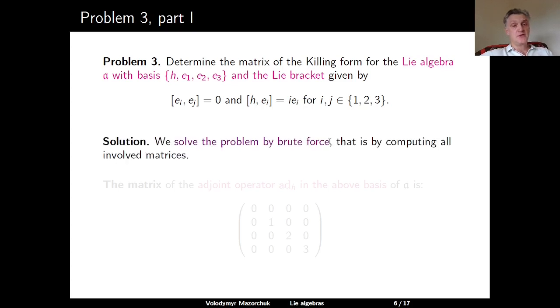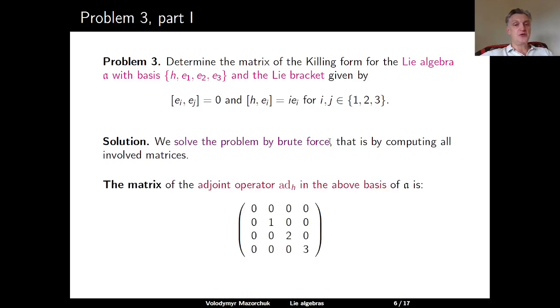Solution: we solve this problem by brute force, that is, by computing all involved matrices. The matrix of the adjoint operator ad h in our basis is the diagonal matrix where we have 0, 1, 2, and 3 on the diagonal. This is because the bracket of h and h is 0.